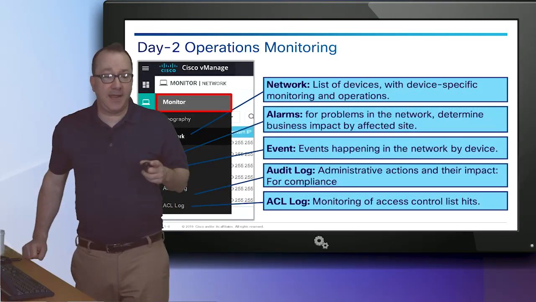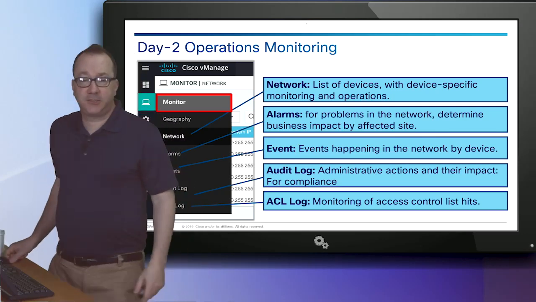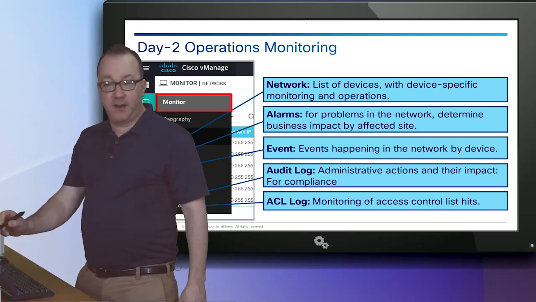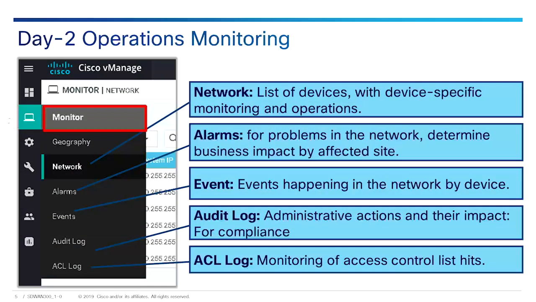Other than the Cisco vManage dashboard, most day two operations are under the Monitor menu options. So you're going to go to Monitor, right? And then we have down here each of our individual sections. We can choose Network to find a list of all devices, their hardware and software information, current control connections, and so forth. Clicking any device retrieves a specific page for that device with all current management and troubleshooting tools, such as traceroute, ping, etc.